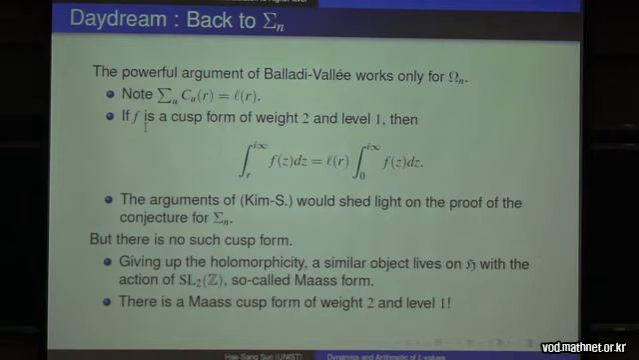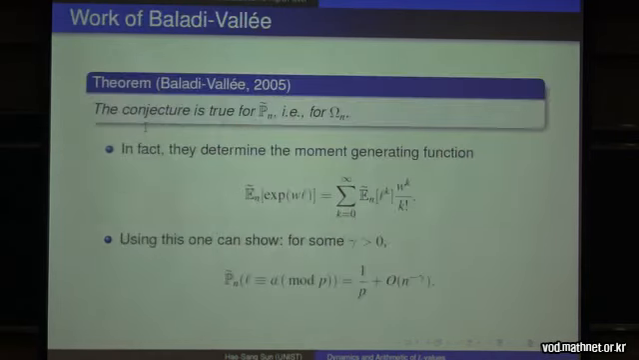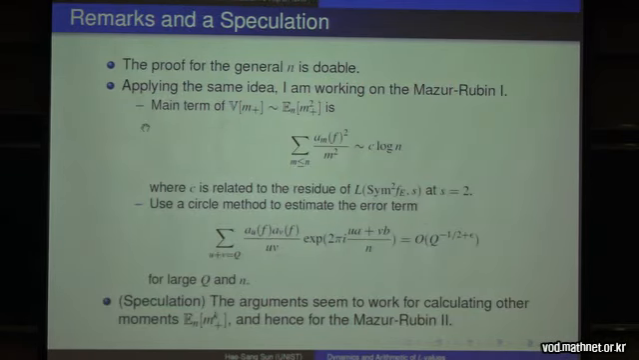And the point is that, once you give up holomorphicity, a similar object you can expect to live on the upper half plane with the action of SL2Z, the so-called Maass form. It's just an eigenform of some differential operator, and in fact there is a Maass cusp form of weight 2 and level 1. And one good thing is that, going back to our contribution, all this circle method actually originated from Maass form, from calculation in the Maass form. I just adapted that calculation of Maass form into holomorphic cusp form. So I think I need to go back to the origin.